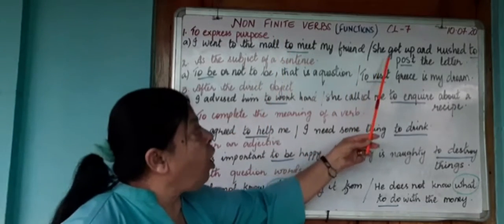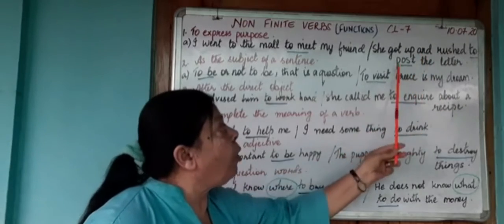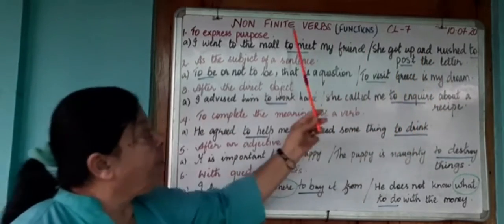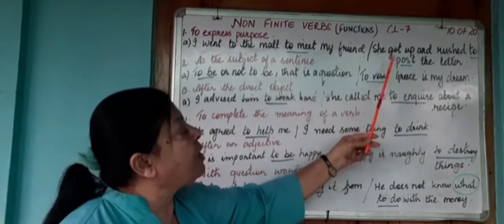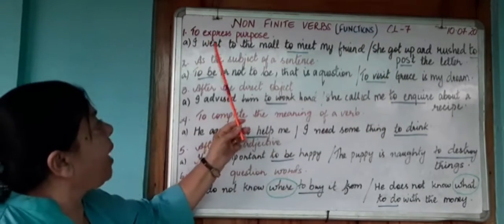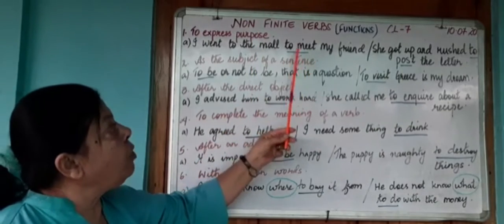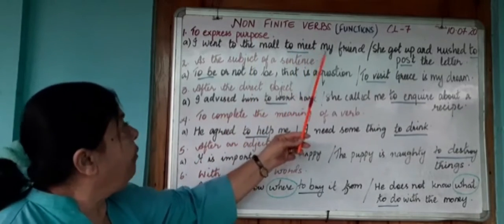Or she got up and rushed to post the letter. So purpose, why did she get up? And that's because she wanted to post the letter. So when I want to express purpose, I can use to plus the verb.